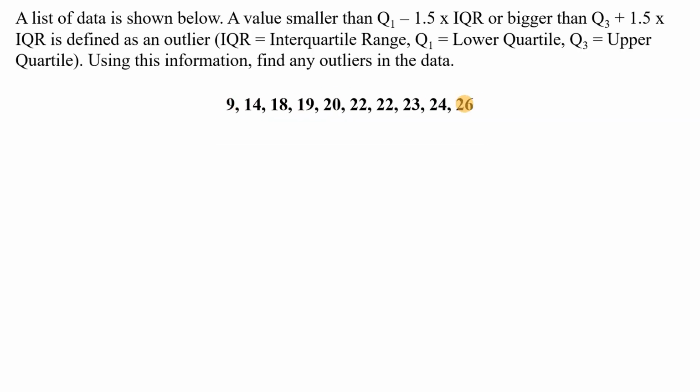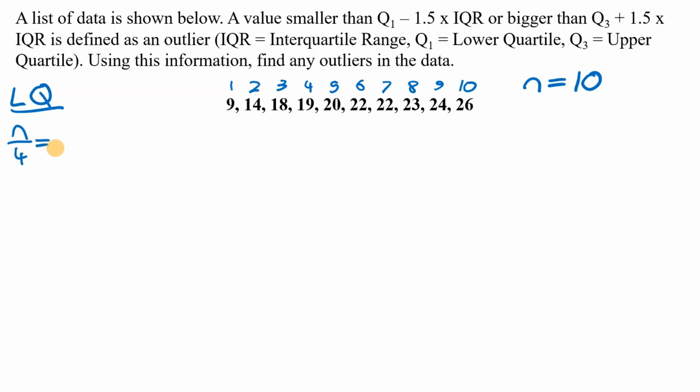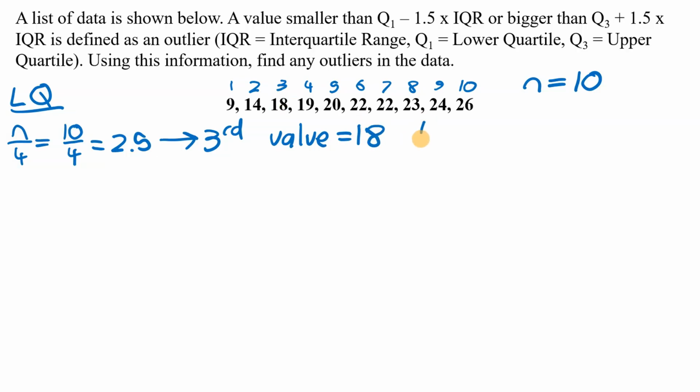Firstly, we need to find the number of data points in this data. So this is 1, 2, 3, 4, 5, 6, 7, 8, 9, 10. So n is equal to 10. So let's start by finding the lower quartile. So to find the lower quartile, we need to find n over 4, so this is 10 over 4, so this is 2.5. Remember, when you have a list of data like this here, we're going to round this to the next whole number, which is 3. So we're going to find the third value in the data, which we can see here is 18. So therefore the lower quartile is equal to 18.